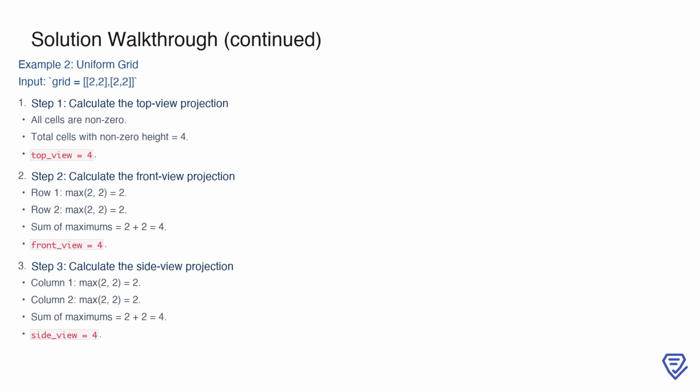Moving to the side view projection, we find the maximum height in each column. For the first column, the maximum of 2 and 2 is 2. For the second column, the maximum of 2 and 2 is also 2. Adding these values together, we get 2 plus 2, which equals 4. So, the side view projection is 4.